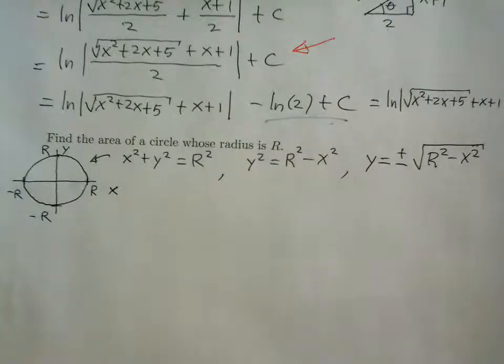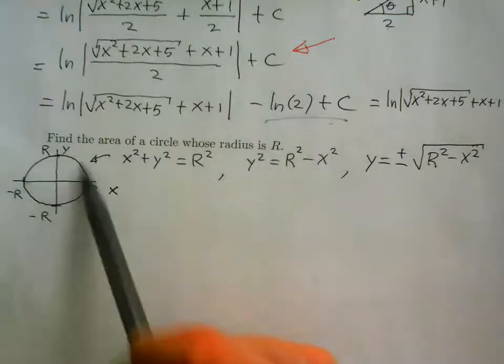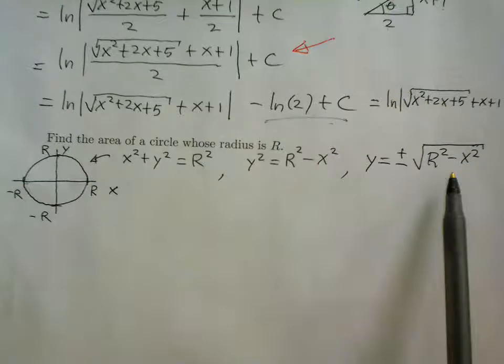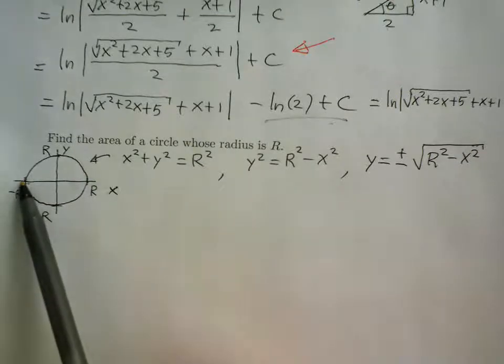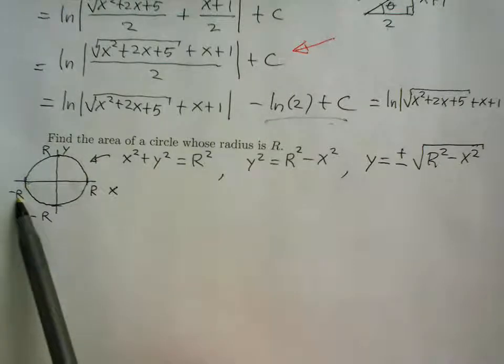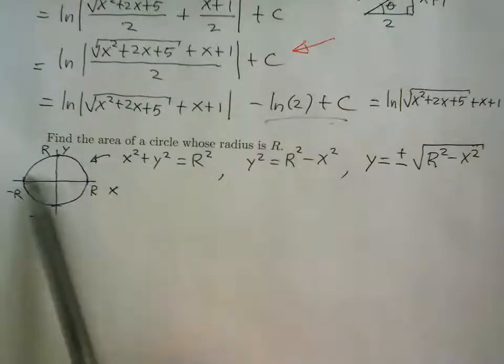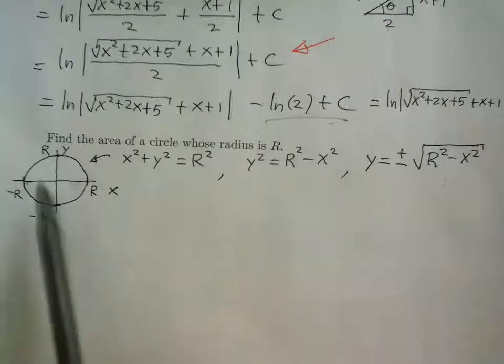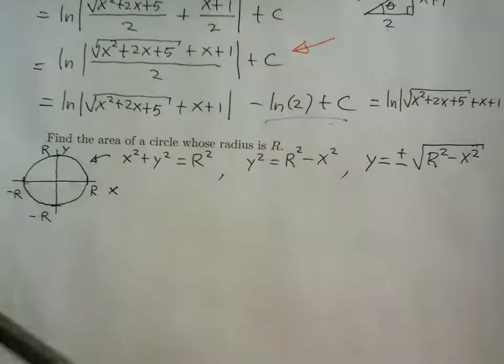So one thing we could do, we could use the upper half circle and integrate the positive square root of R squared minus x squared between x equals negative R to R, and that will give us the area of the upper half circle. But the area of the upper half circle is the same as the lower half, so we would just afterwards multiply that by 2.